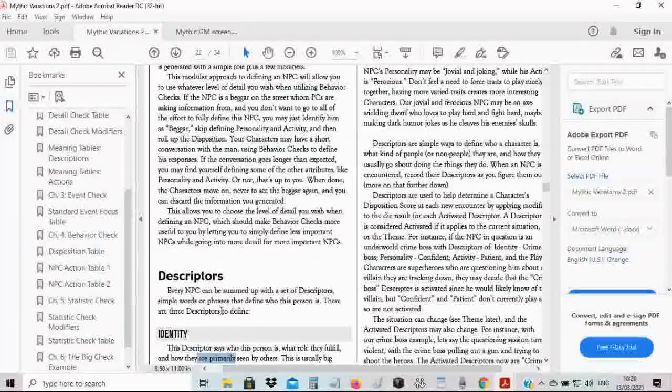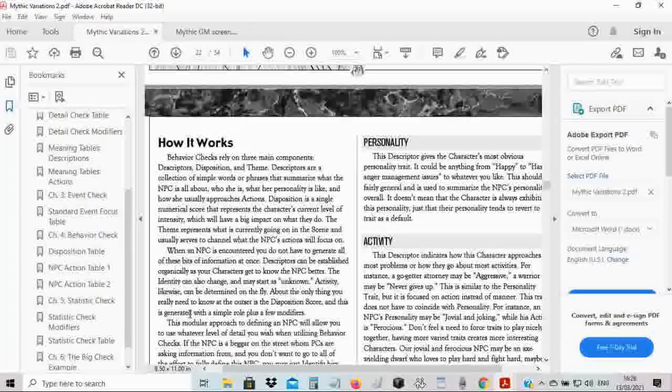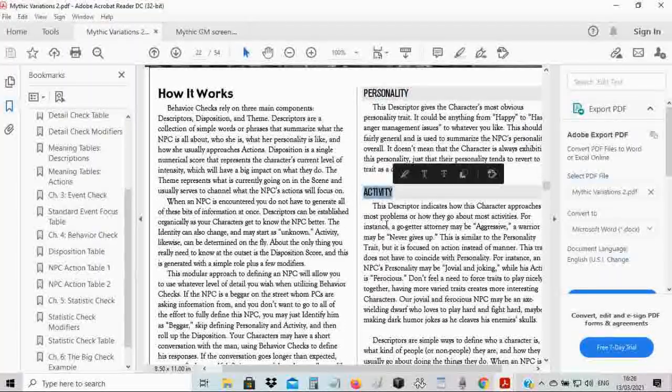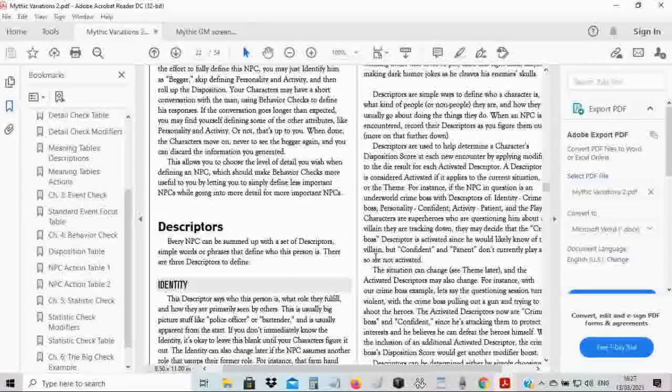The identity can be, for example, a guard, or if it's an enemy NPC, maybe the vampire. Let's go with the vampire example. He's your enemy, he's a vampire. Next up is personality. What kind of person is this character? So okay, maybe the vampire is the raging type, like he's always angry. The next is activity. What is he doing? As an activity, we can say he's on the hunt.